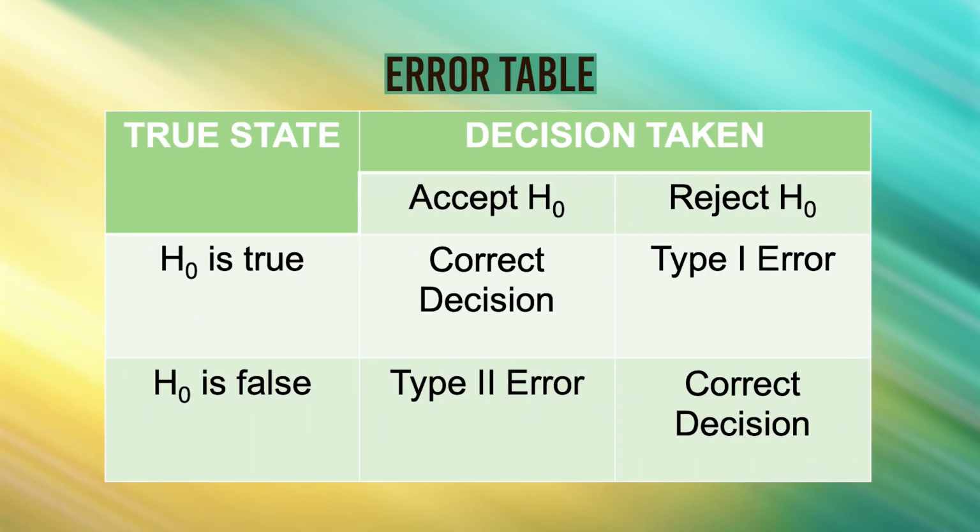So this is in a nutshell the whole thing. We have true states, H naught is true, H naught is false, and we can take two types of decisions. Either we accept H naught or reject H naught. If H naught is true and we accept it, obviously we take a correct decision. If H naught is true and we reject it, we commit one kind of error, which is called type 1 error. If H naught is false and we accept it, again we are committing an error, called type 2 error. And when H naught is false and we reject it, again we are taking a correct decision. There are 4 possible outcomes in any testing problem, which we call an error table.